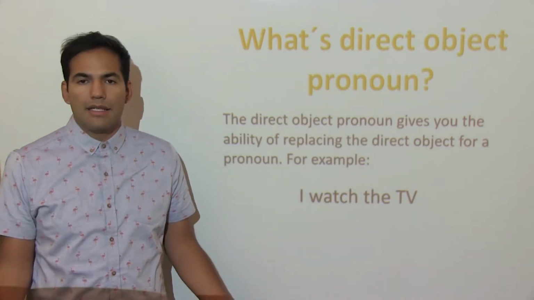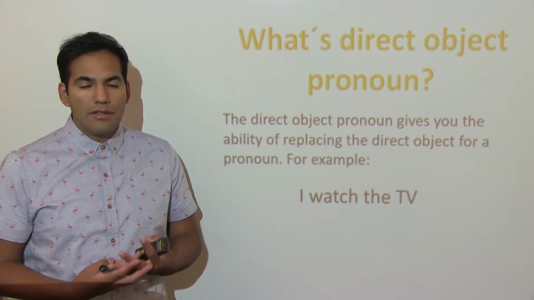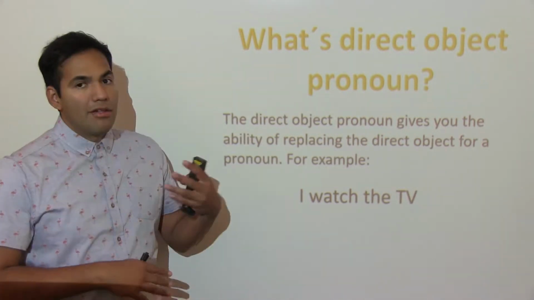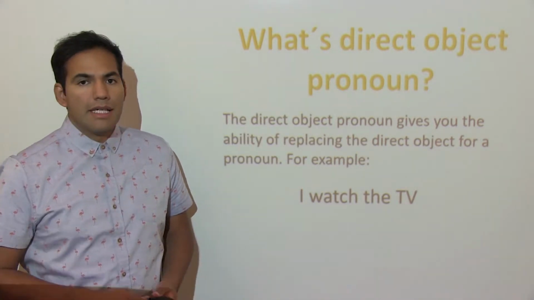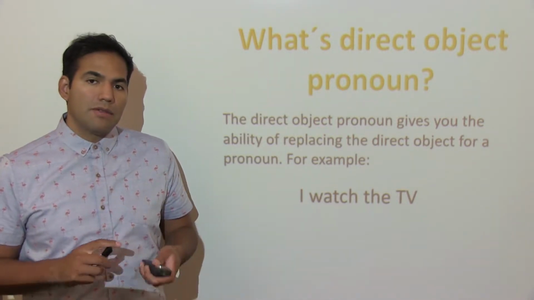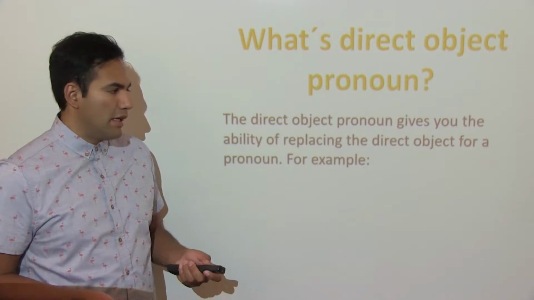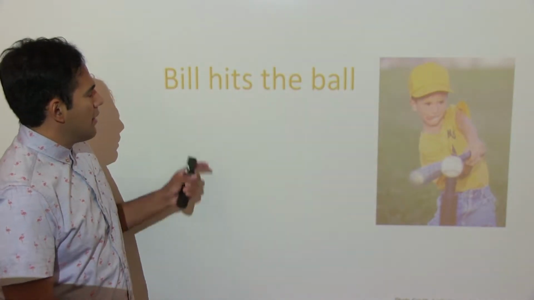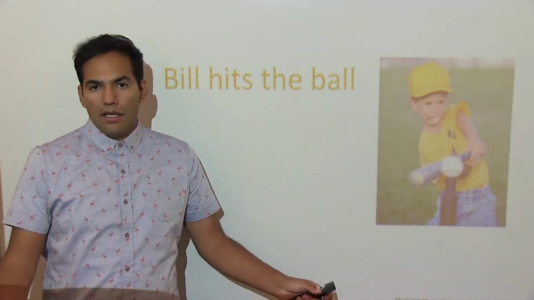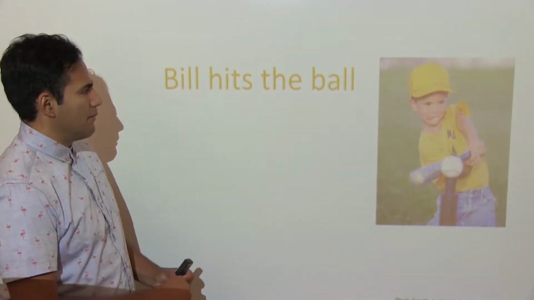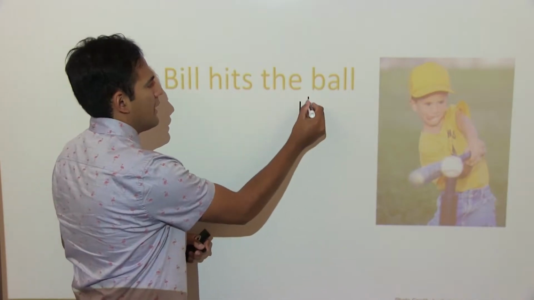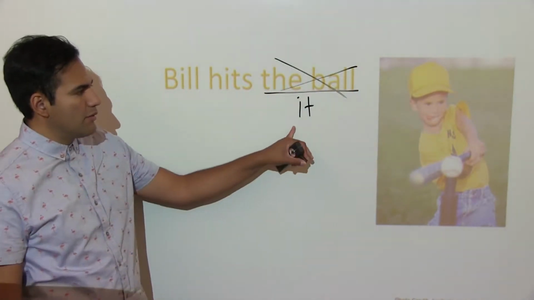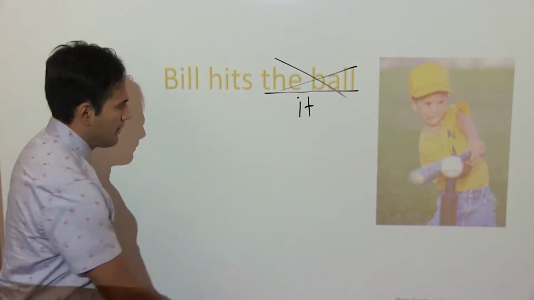We already discussed that the direct object pronoun gives you the freedom to avoid using the noun and replace it with the pronoun. But watch out, you have to be careful which one you're using if you want to use them correctly. So, for example, Bill hits the ball. Another way that we can say this is Bill hits it, right? So instead of writing the ball, we're replacing it with the pronoun it.